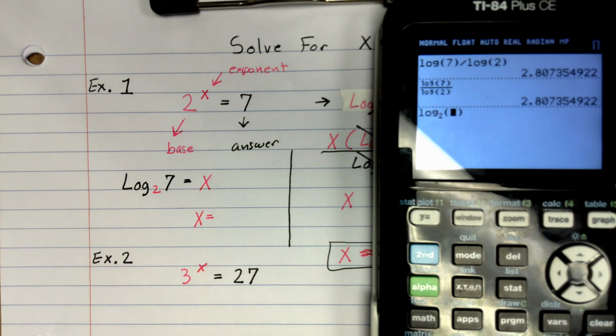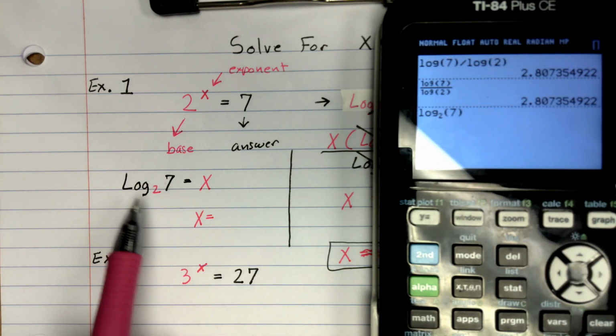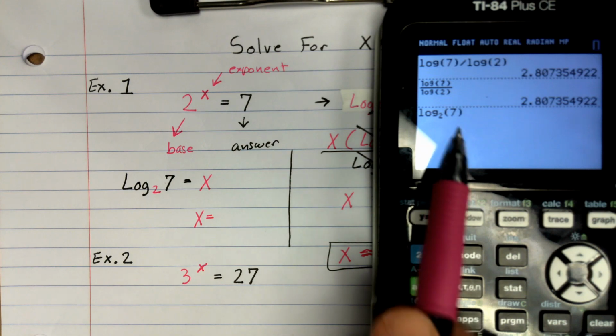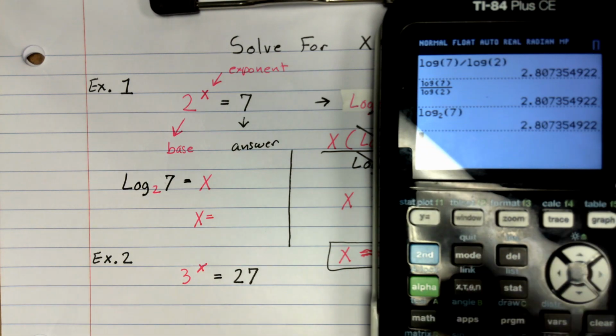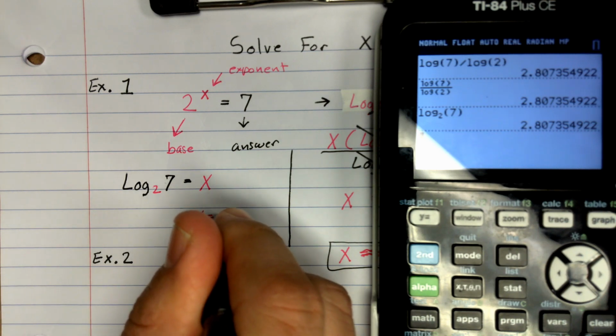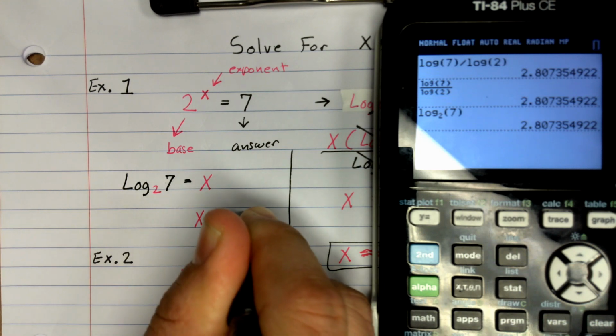I'm going to skip over. I'm going to put a 7 in the parentheses, skip over, and now I have, just like I have on the left side of the equal sign, log 2, 7, right? Log with a base of 2, 7. And I'm going to hit enter, and notice it gives me the exact same answer. So I'm going to go ahead and write that down. It's 2.8 if we round it. So approximately 2.8.